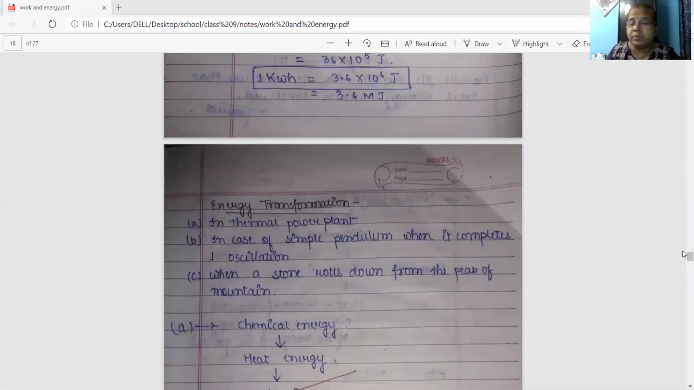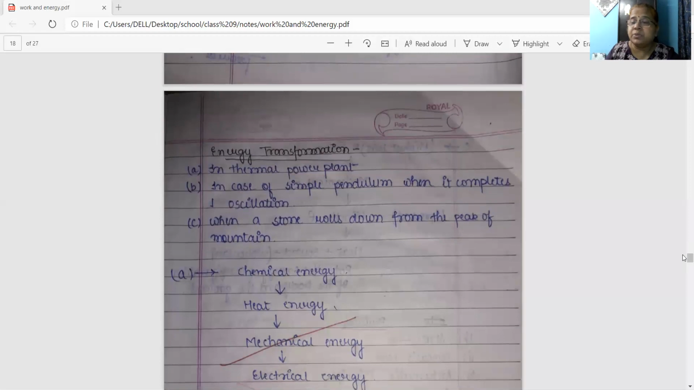Now energy transformation. Just now you have read, energy can neither be created nor destroyed, but one form of energy can be transformed into other. So you have to identify what type of transformation takes place in different places. For example, if you are asked to write down the energy transformation in a thermal power plant: in a thermal power plant, we are using coal. What type of energy does coal have? It is chemical energy. When you burn it, heat is produced. So chemical energy gets changed into heat energy.